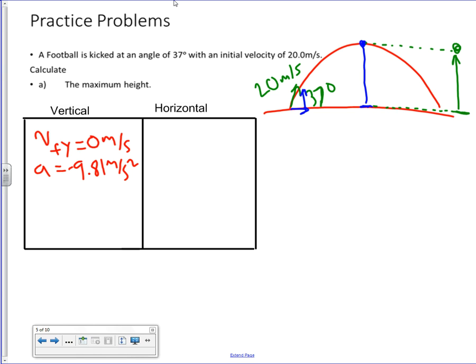Okay, Vfy is 0. What else do we know? Okay, well, we can figure out the Vi because we have this 20 here. We have the angle here. Okay, so we have Viy is equal to our Vi sine of theta. Okay, so that translates to, if we sub in, our initial velocity is at 20 meters per second.